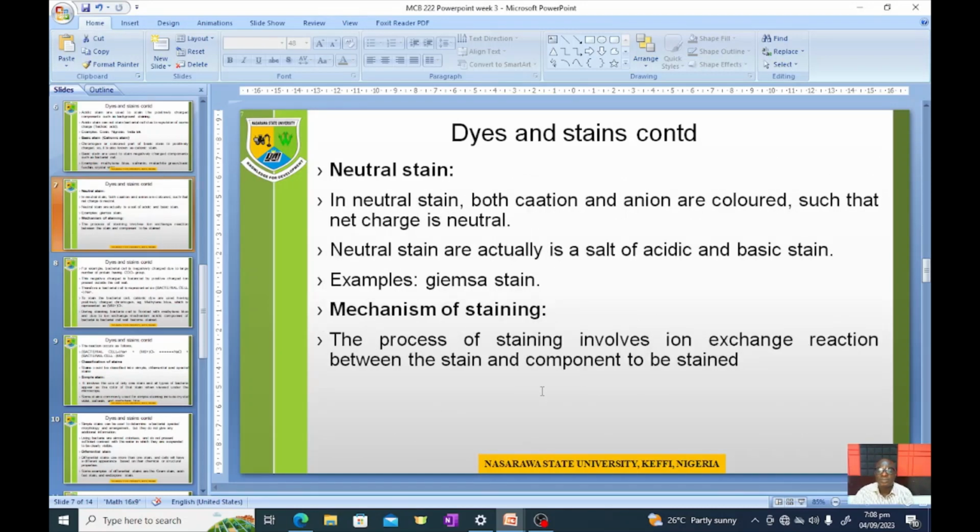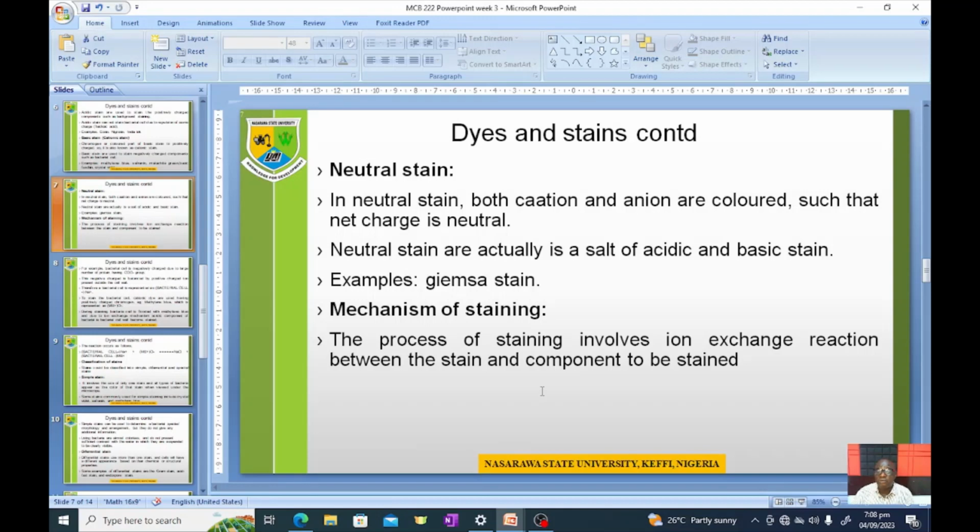The neutral stain. In neutral stain, both cationic and anionic components are colored such that net charge is neutral. Neutral stains are actually a sort of acidic or basic stain. For example, Giemsa stain, the Romanowsky stains, as an example. Mechanism of staining.